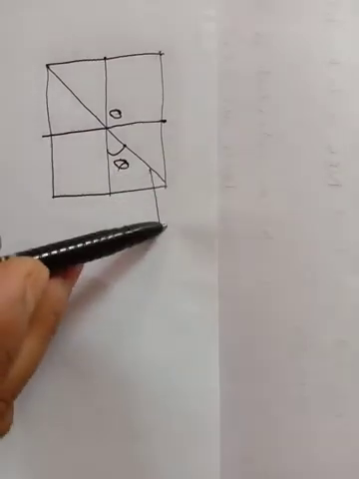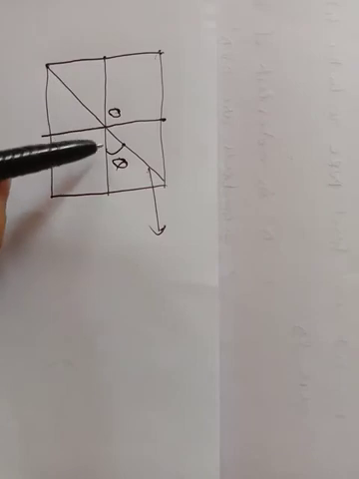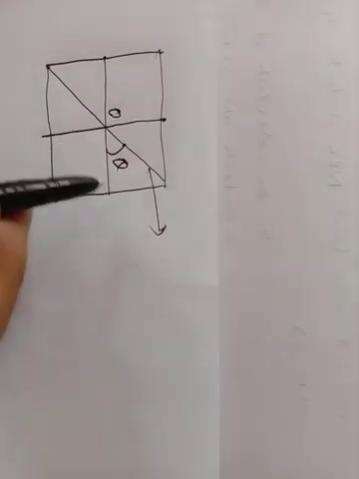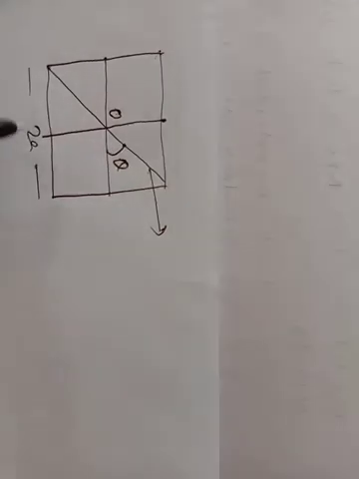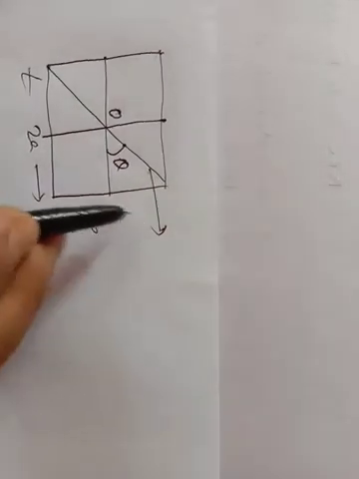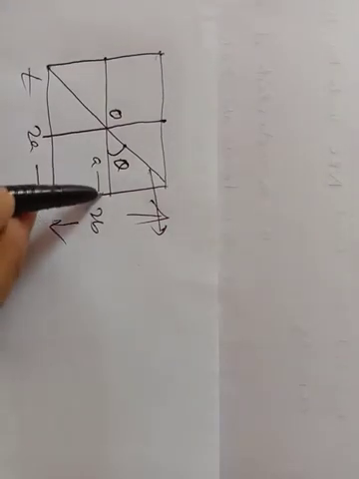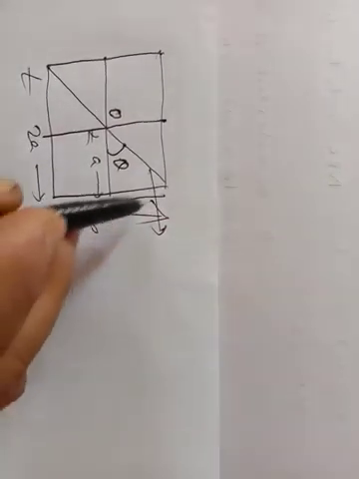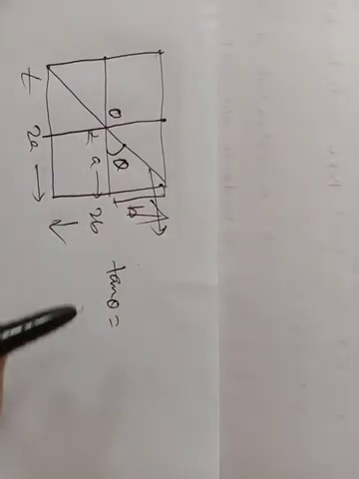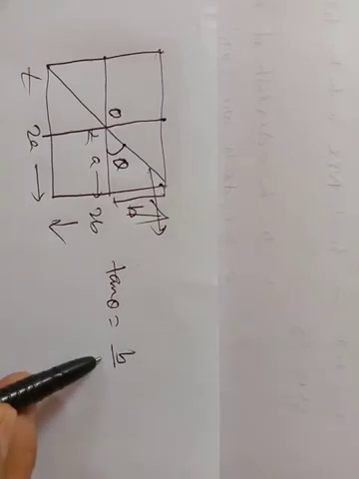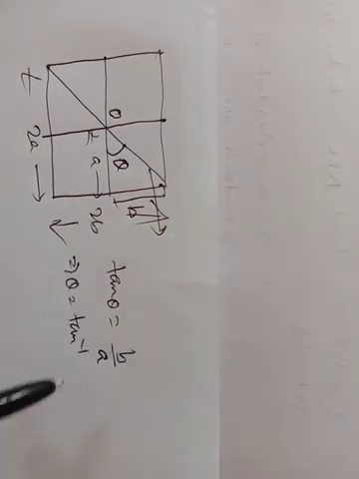So this represents a pair of coincident straight lines passing through the origin. Here this is twice a and this is twice b, and this is our a and this length is our b. What is tan theta here? Tan theta is definitely b by a.